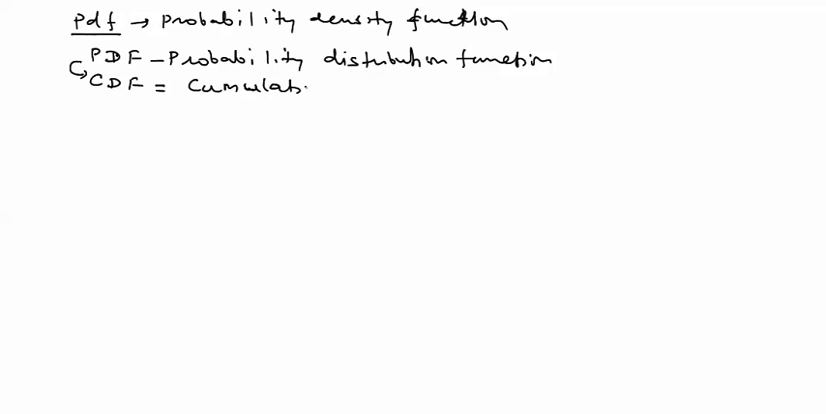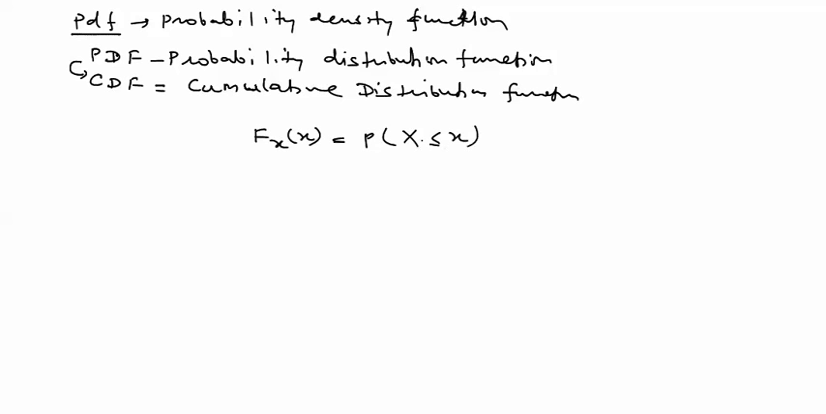Cumulative distribution function. It is defined in this way: probability X less than or equal to x. Fx means CDF of random variable X. CDF of random variable X is the probability that X takes a value less than or equal to x.